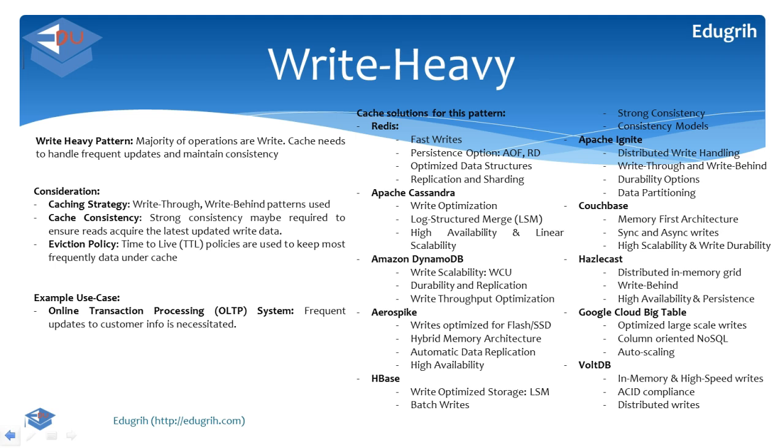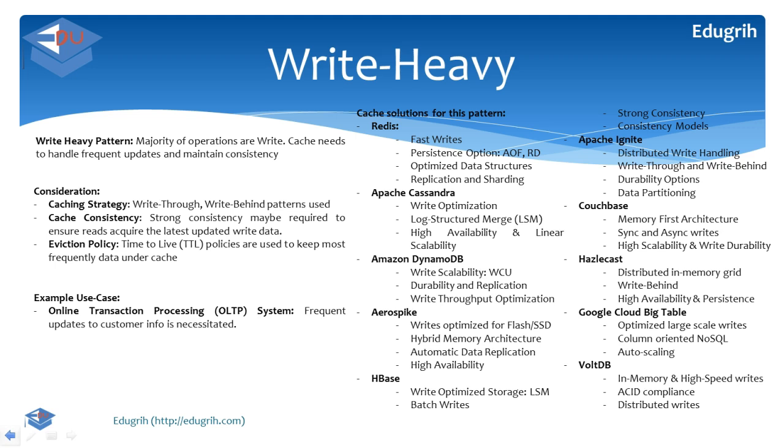Couchbase, memory first architecture, in the sense data is first updated in the memory in cache and then it's updated back to the data store. Sync and async writes, high availability, high scalability, and write durability. Whenever a write happens, you can consider under Couchbase it will be durable. Hazelcast, a distributed in-memory grid, supports write behind, asynchronous write backs to the data store after the data is updated in memory, high availability and persistence it supports.